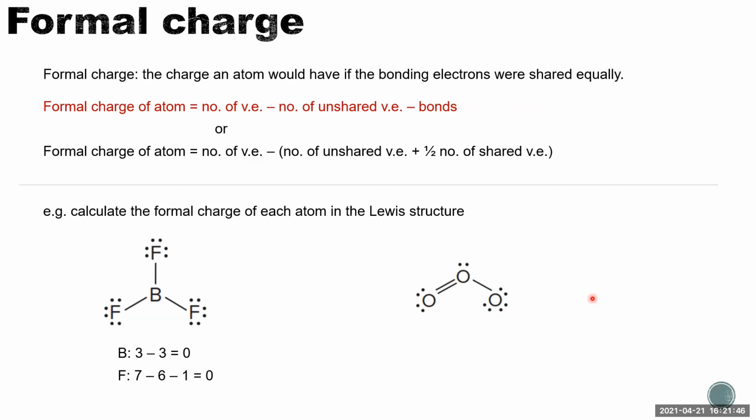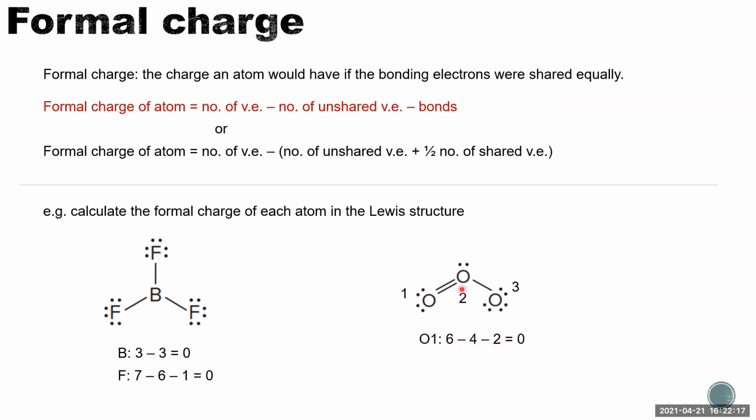Okay, so to clarify which atom is which, I label all of these oxygen atoms from left to right as 1, 2, and 3. For all of the oxygens, the number of valence electrons is 6, as oxygen is in the 6A group. So for oxygen 1, it's 6 minus 4 dots minus a double bond, that is 2. So for oxygen 1, the formal charge is 6 minus 4 minus 2, that equals 0.